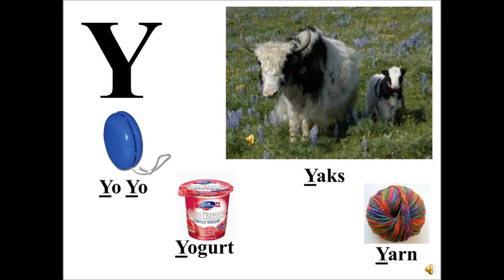What is that alphabet letter? Yes, that's the alphabet letter Y. These are pictures of Y words. Yo-yo, yogurt, yaks, yarn. Let's say the pictures again. Yo-yo, yogurt, yaks, yarn. That's a toy. That's a yo-yo.